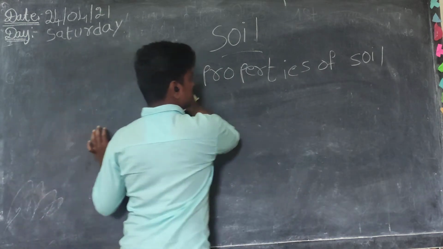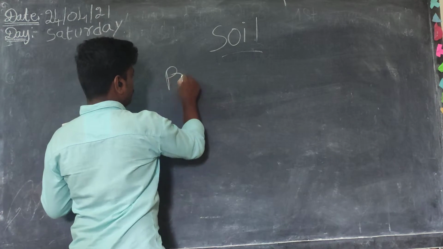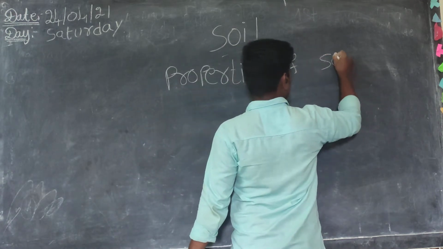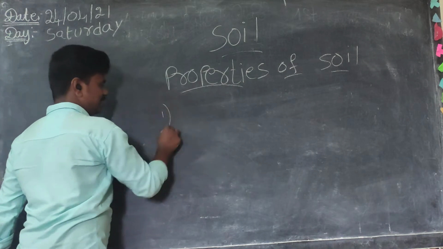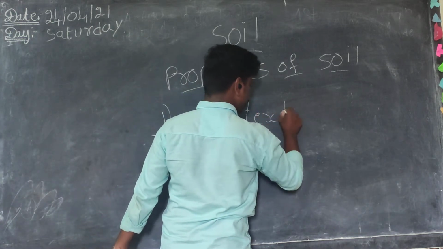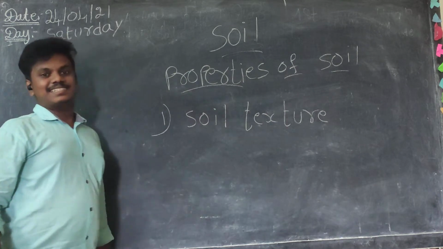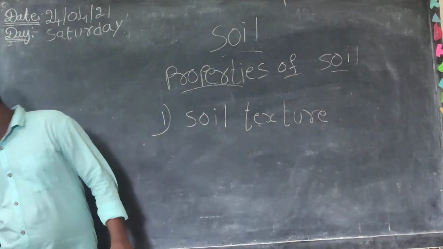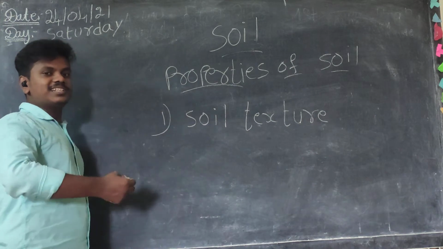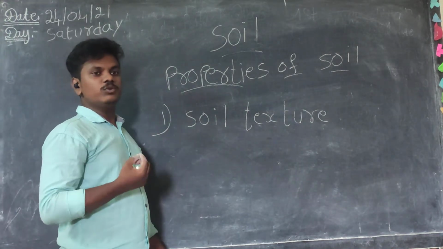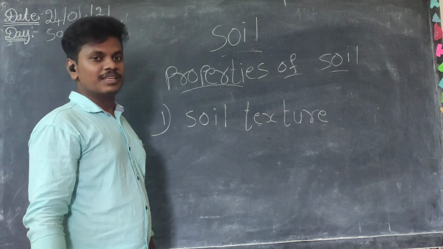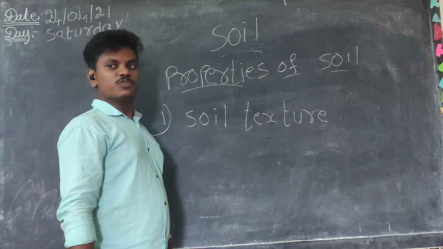There are different types of properties of soil. In this, the first one is soil texture, T-E-X-T-U-R-E. What is meant by texture? Can anybody say what is meant by texture? Texture means when you touch a soil or any particle, you need to tell what the type of soil is. For example, we already discussed three types of soils: clay, loamy, sandy.